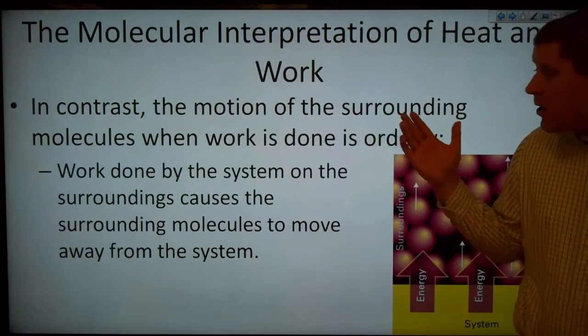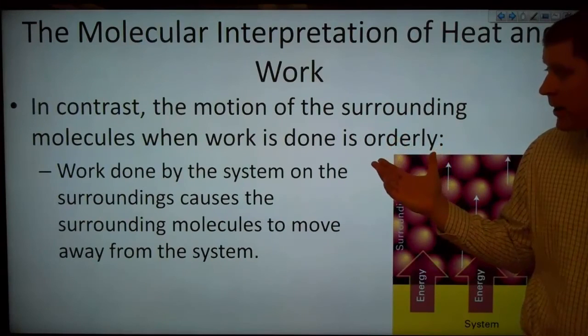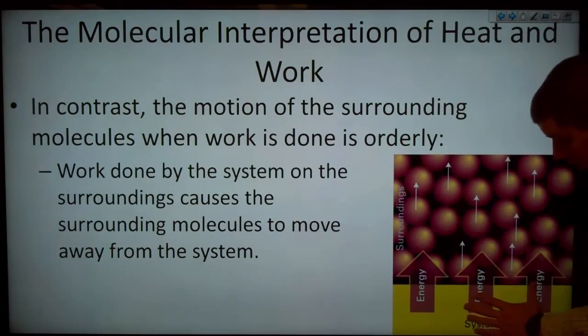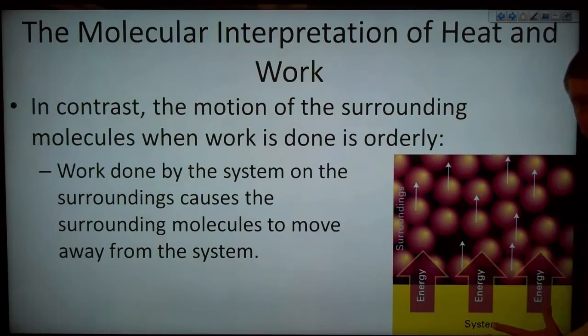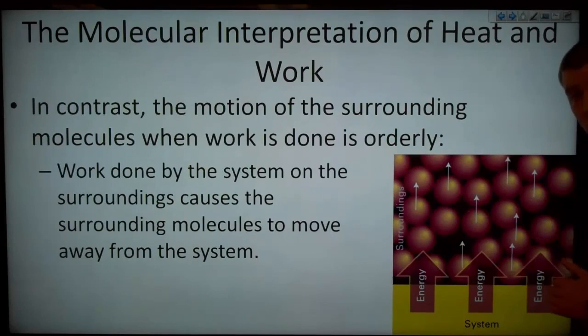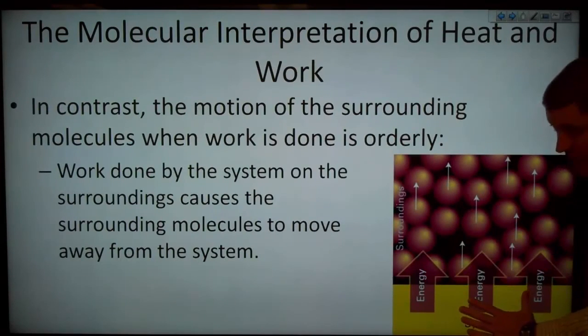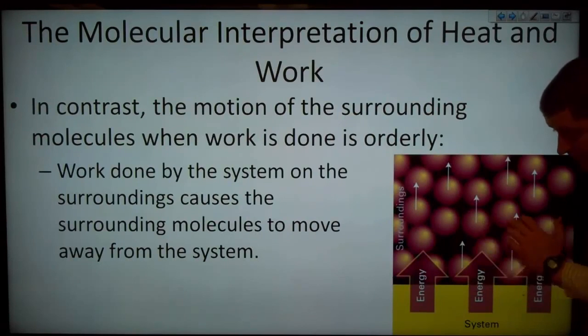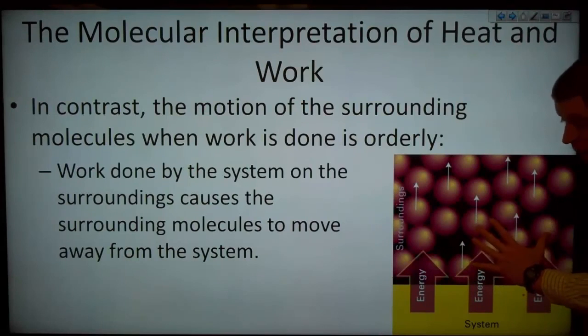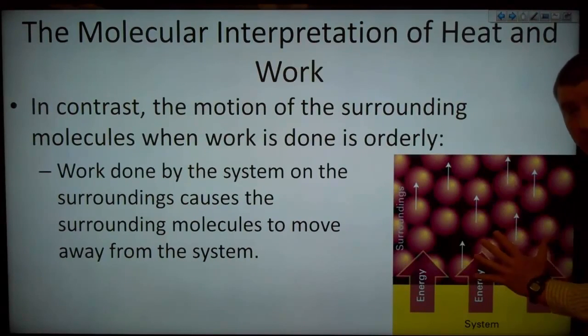In contrast, however, the motion of the surrounding molecules when work is done is orderly. So if work is done on the surroundings by the system, then all of that motion is in one direction. So if our system is, say, expanding against the surroundings, then this piston would move up. That means all of these molecules have to move the same direction. They all have to move up.